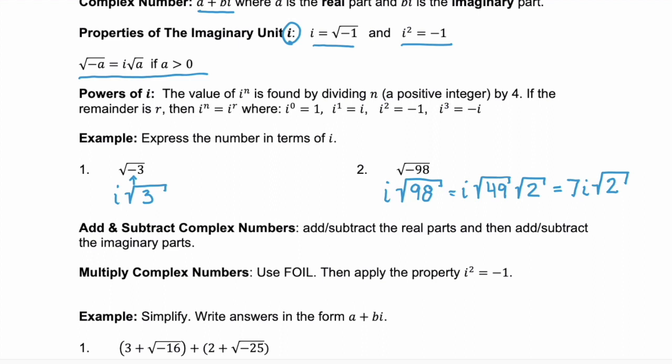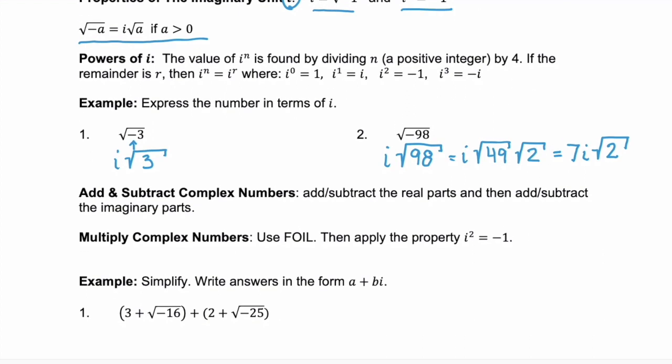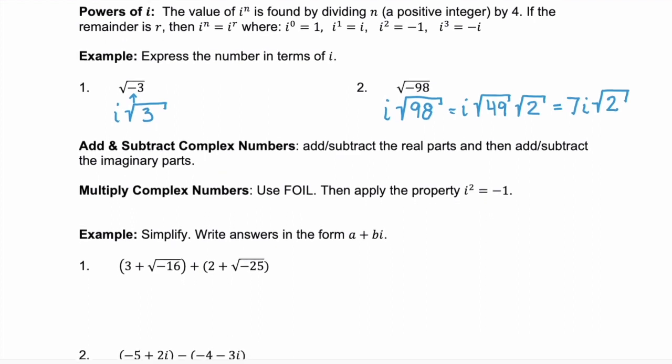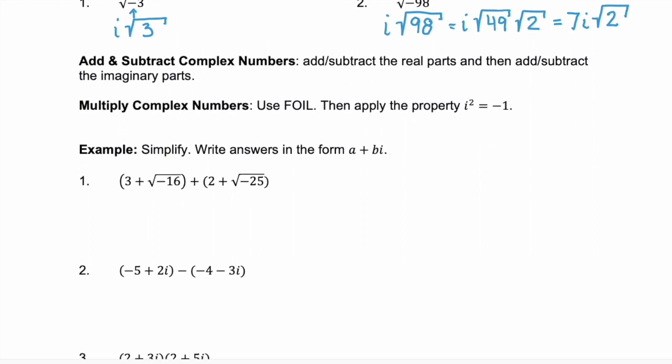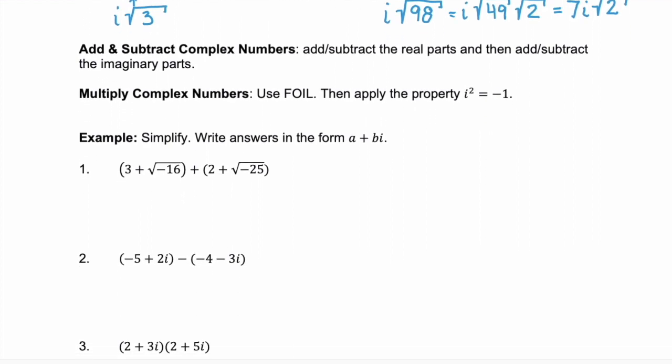Now, what if we need to add, subtract, or multiply complex numbers? Well, adding and subtracting, you're going to add the real parts together and then add or subtract the imaginary parts, based on like terms. And when we multiply, we'll just use FOIL and remember to use that property that i squared is also equal to -1. That helps us simplify a little bit further.